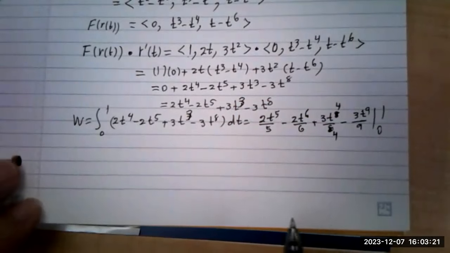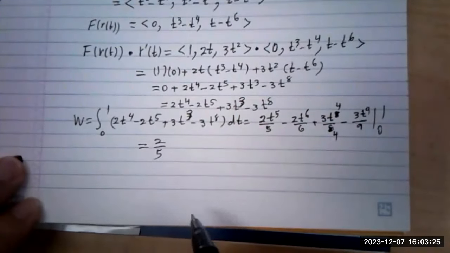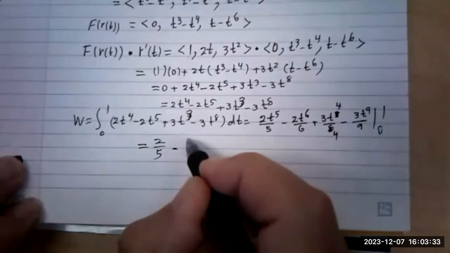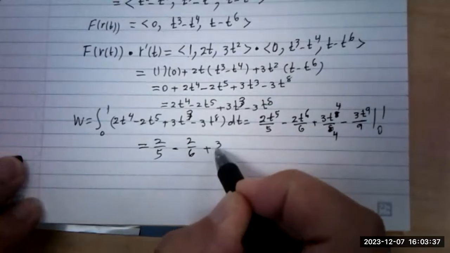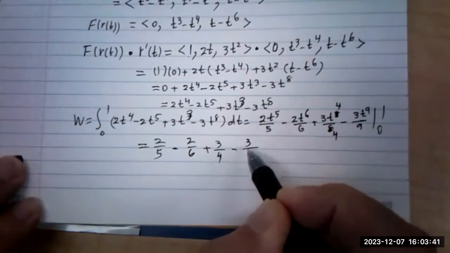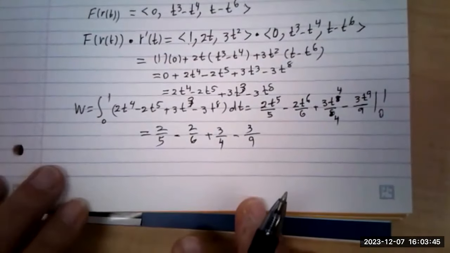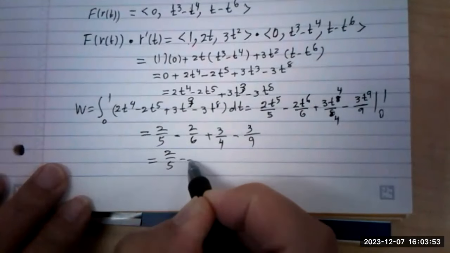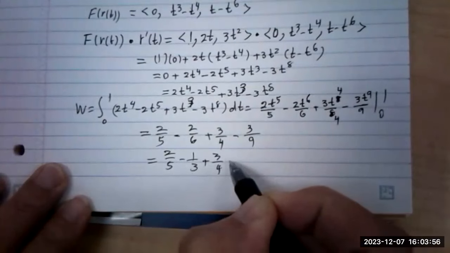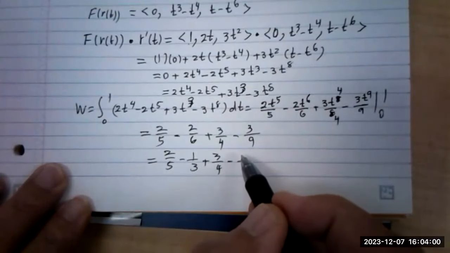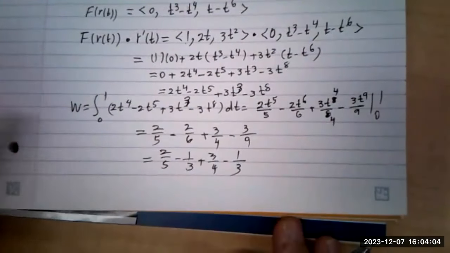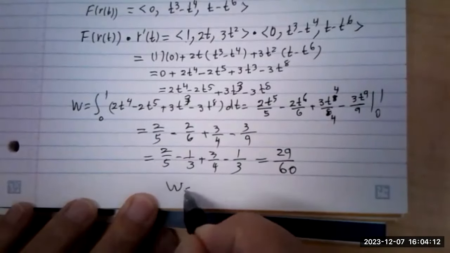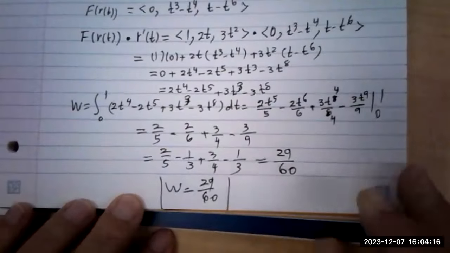If you put 0, we get nothing, put the 1. So you are going to get the 2/5 first, 2/5 minus 2/6 plus 3/4 minus 3/9. Okay, so it's like 2/5 minus 1/3 plus 3/4, and this is going to be minus 1/3 again. Okay, find the common denominator, 15, 60. If you put them together, the final answer would be 29 over 60. So the work would be 29 over 60, the final answer.